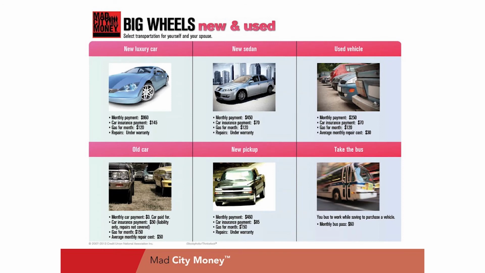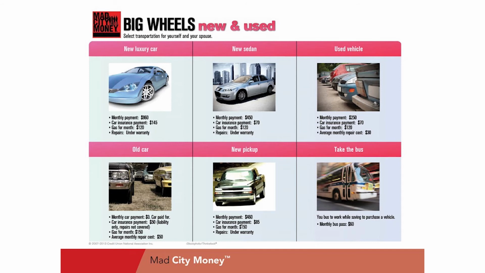Next is your big wheels, new and used. This is your transportation. You will want to select transportation for yourself and for your spouse. You have the new luxury car. That's a $960 a month payment. So you want to make sure you look at your budget to see if you can afford that. Sedan, $450 a month payment. A used vehicle, $250 a month payment.